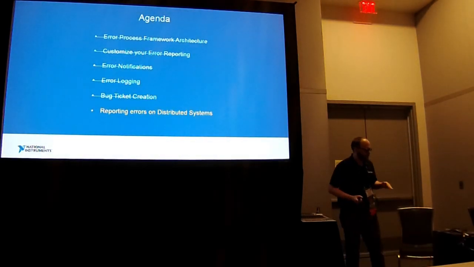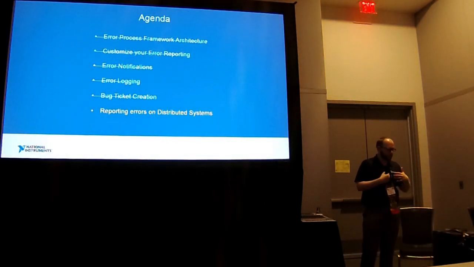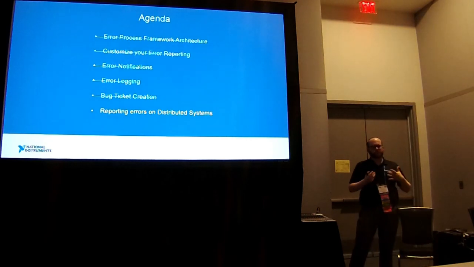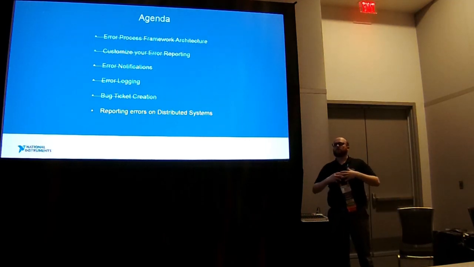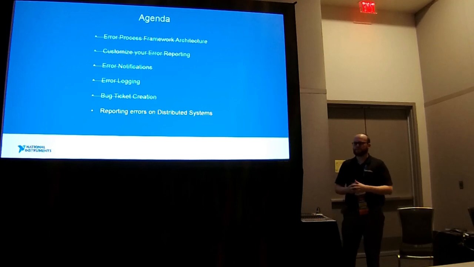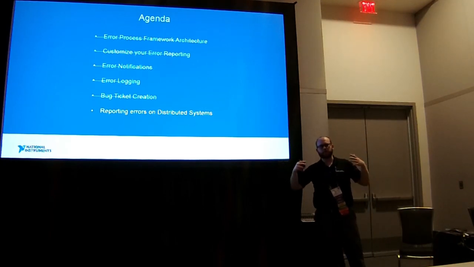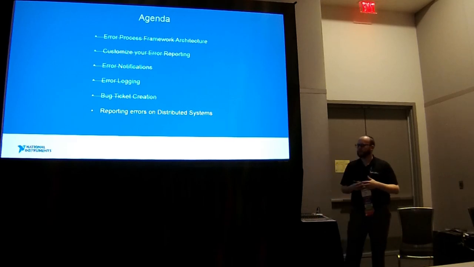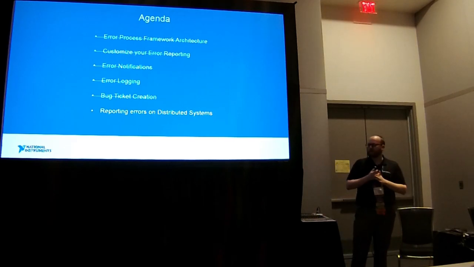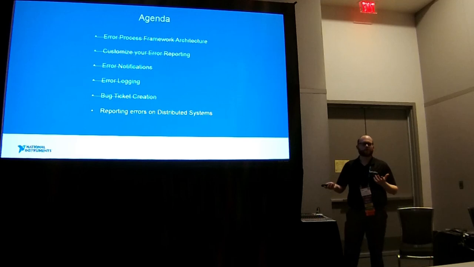One challenge we found with error reporting in large applications is how you report errors across distributed systems. Maybe I've got a real-time chassis and a Windows chassis, a Windows PC, right? So how do I communicate those errors across them? I'm going to talk next about how we handle that in the error process framework.